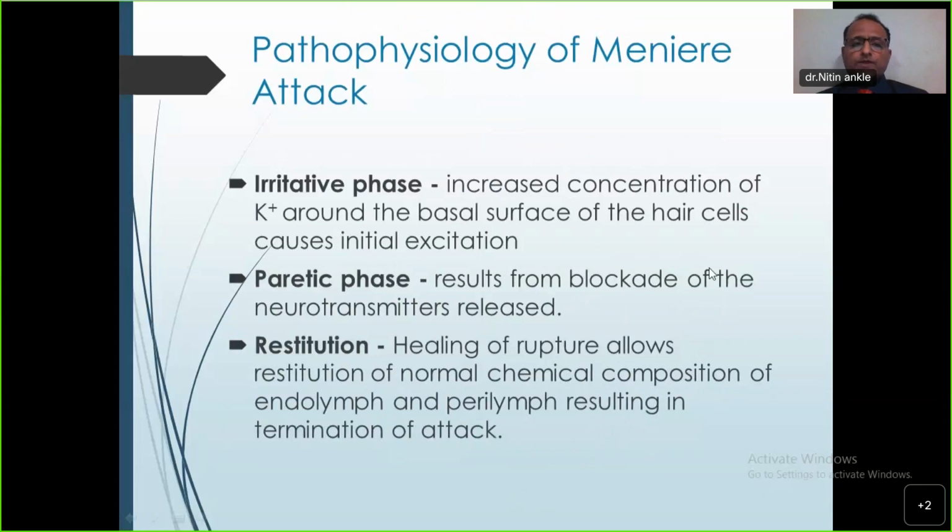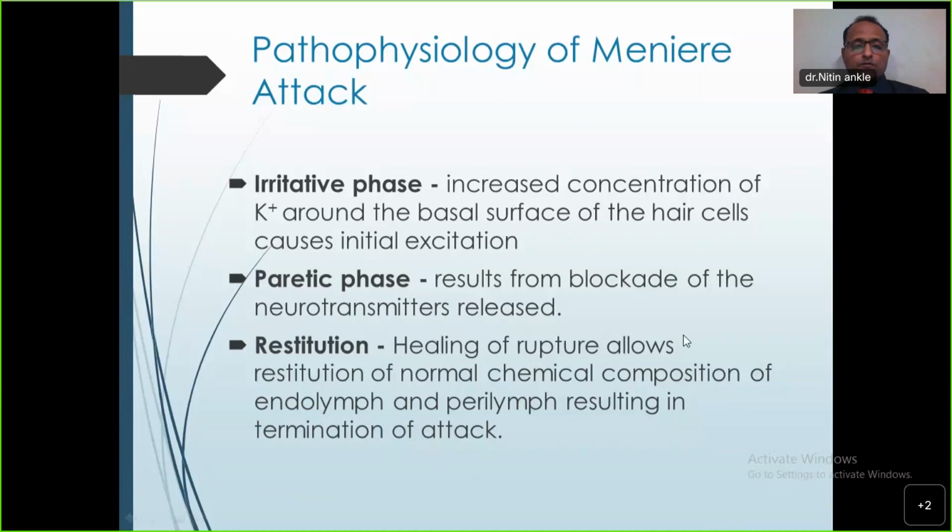Now, typically, it has got three phases. That is the irritative phase. That is increased concentration of potassium around the basal surface of the hair cells, which causes the initial excitation of the neurons, and thereby causes the sensation of rotation or movement. It can be a vertical movement or a horizontal movement. It can be a floating sort of movement, or it can be a typical vertigo, like a rotatory sensation, either subjective, where the patient is rotating, or where the environment is rotating around the patient.